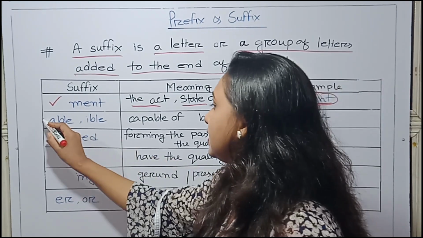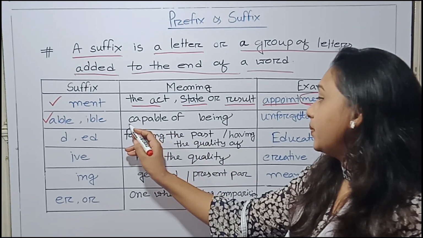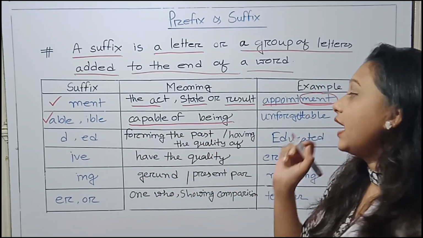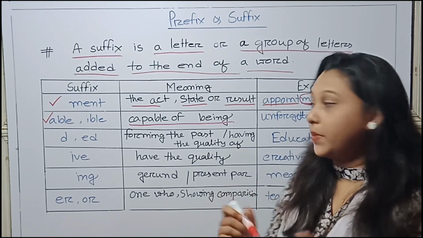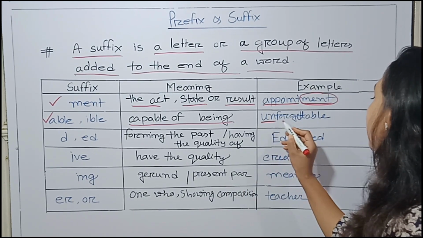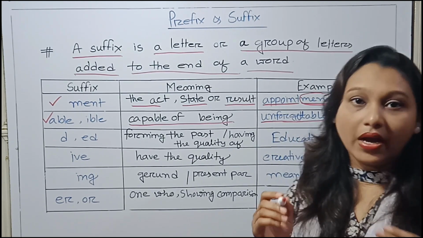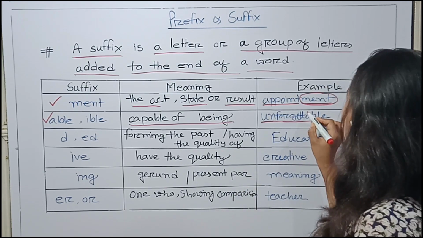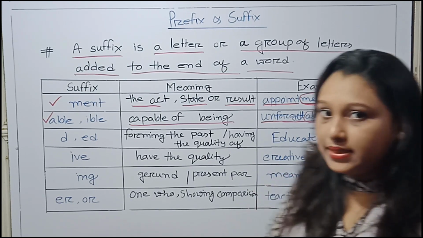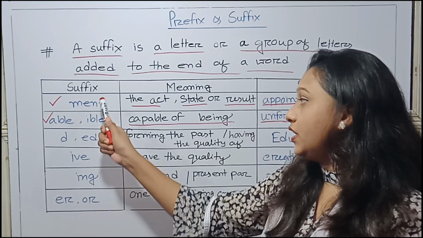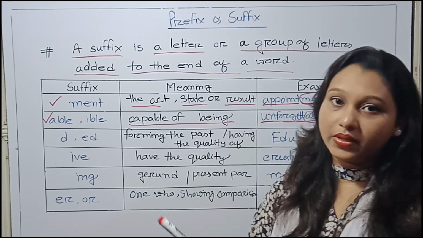Next one is able or ible. Able means capable of being. I repeat, capable of being. So, unforgettable. Unforget was my main word and we use here able. Unforgettable. By this way, dear students, you can use ment, able or ible after a root word.